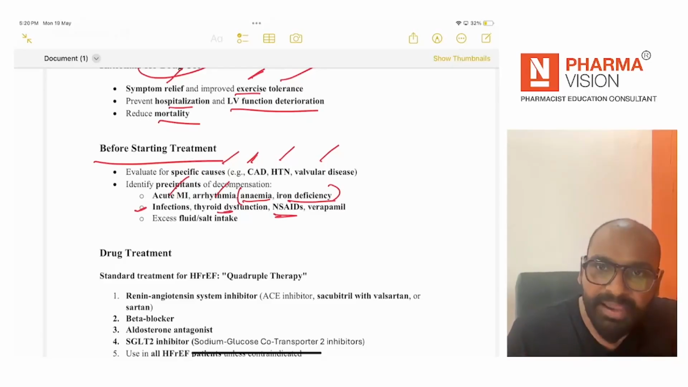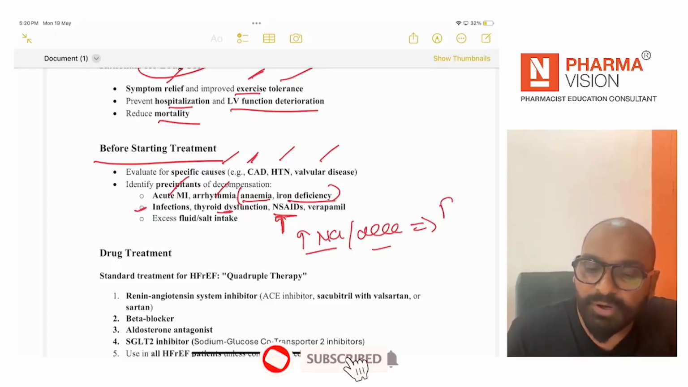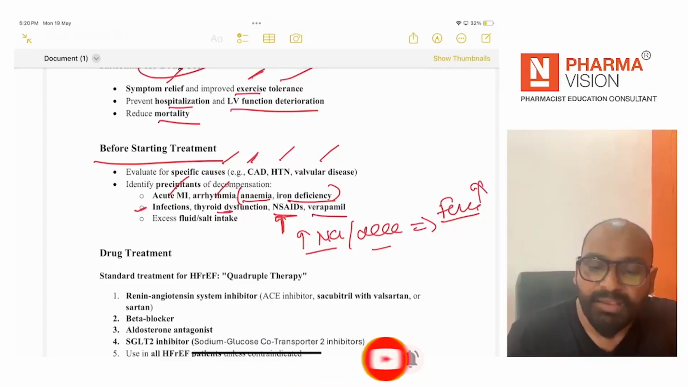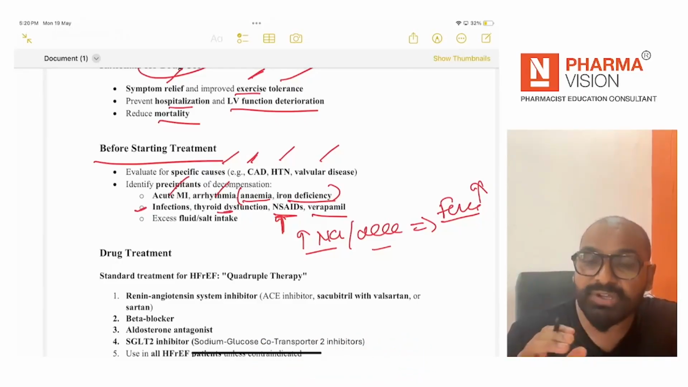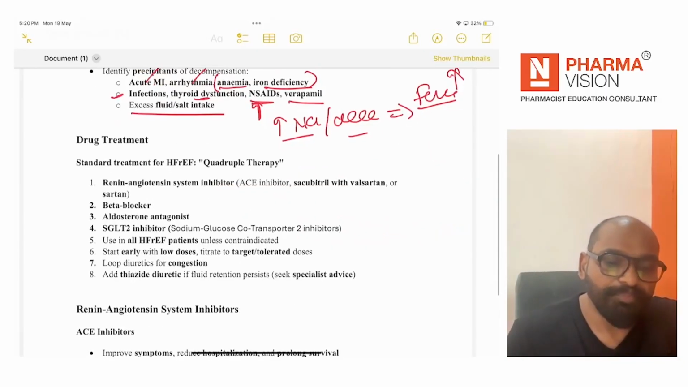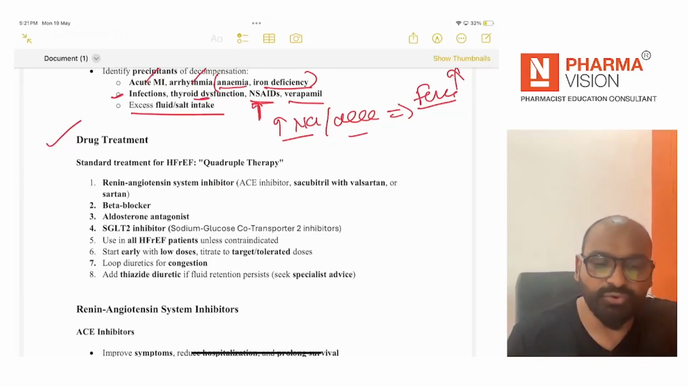NSAIDs: sometimes NSAIDs retain more sodium and water, and due to the extra retention of sodium and water they cause fluid overload, and due to that the patient can experience heart failure. Verapamil also reduces the cardiac output. Excessive fluid and salt intake as well. So all the possible reasons need to be evaluated, and based upon that we make a treatment plan. But the drug treatments, these are the medications normally used for the management.